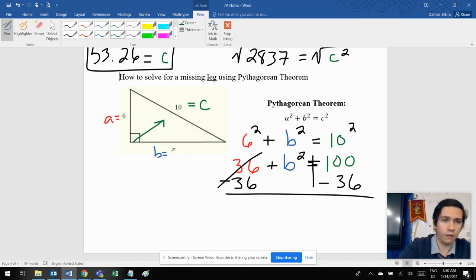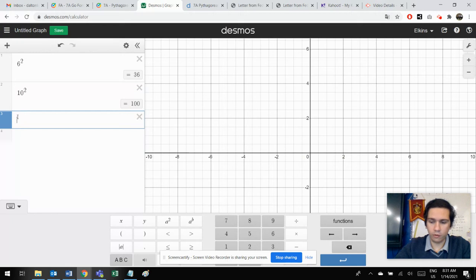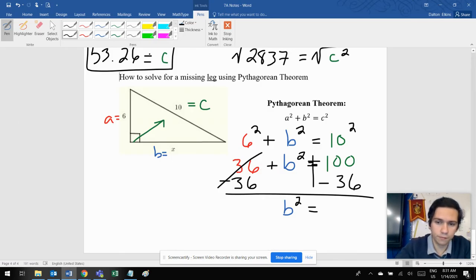So those two cancel each other out. They go away, leaving me with B squared is equal to 100 minus 36. Go to my calculator, 100 minus 36, which is 64. Now, as I mentioned in the last video, I have to get rid of the second power. I don't want B squared, I want B, right?